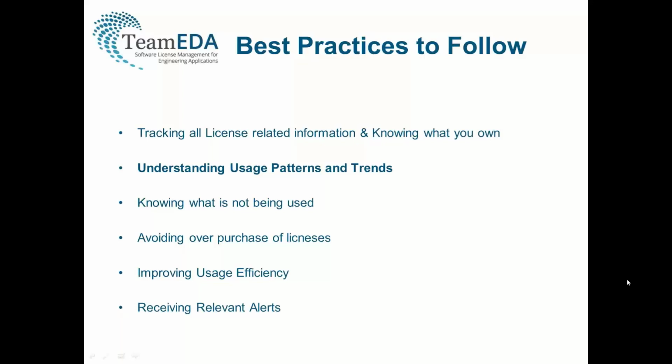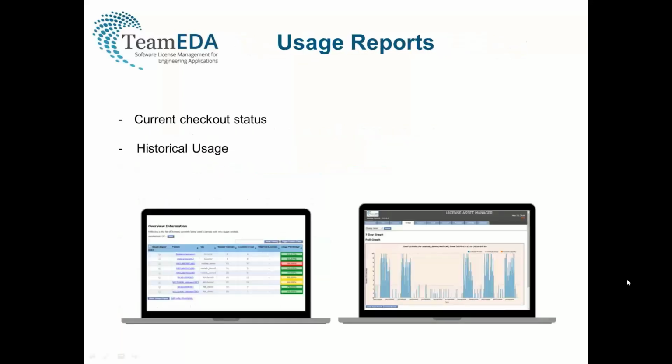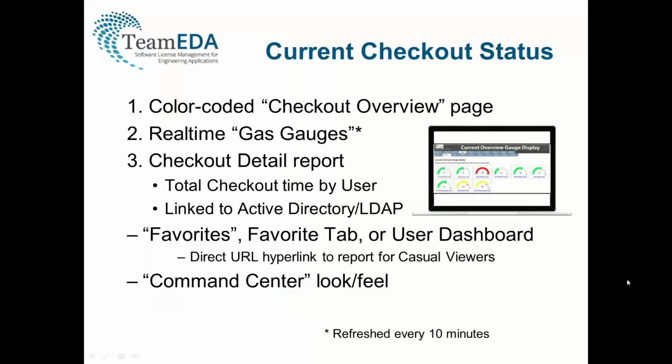Understanding your usage patterns means you need to understand your current usage and also the historical reports. So LAMUM has a comprehensive reporting system which gives you the current checkout status and historical usage as well. Right. When we talk about current status, LAMUM provides you a color-coded checkout overview page, which helps you identify which license features are currently in use. Then there's a real-time gas gauge display, which is the same information in a gas gauge format.